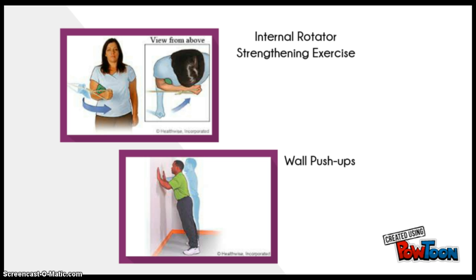Hold one end of the elastic band in the hand of the injured arm. Rotate your forearm towards your body until it touches your belly. Repeat this exercise 8 to 12 times.